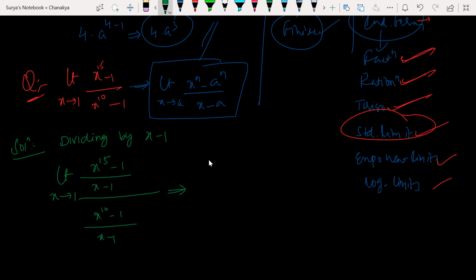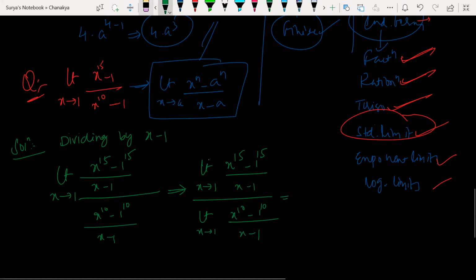So look at this now. Here, what can I write? 1 can be written as 1 to the power of 15. Here 1 can be written as 1 to the power of 10. So now look at this here. Didn't I get my original form? Did I get or not? Yes. What is the answer now?